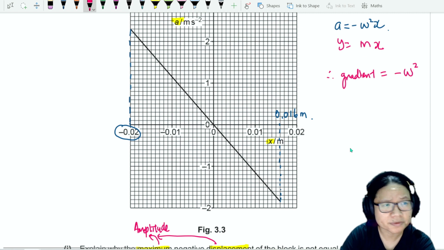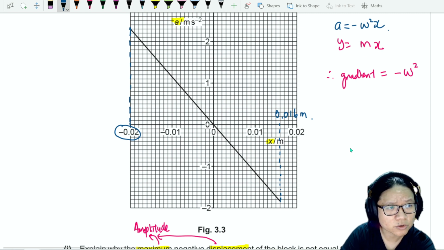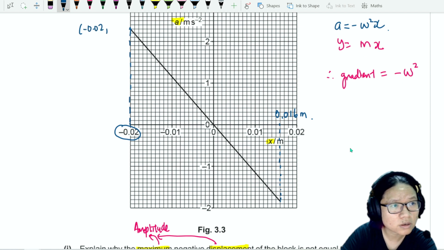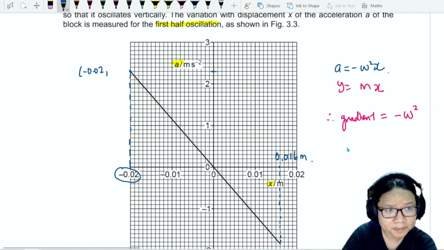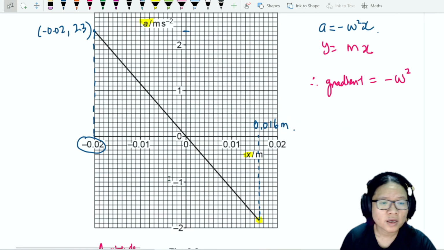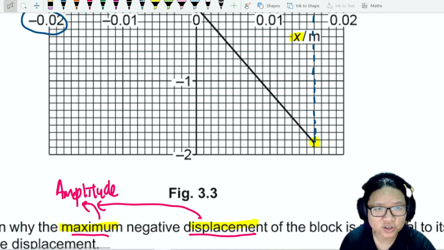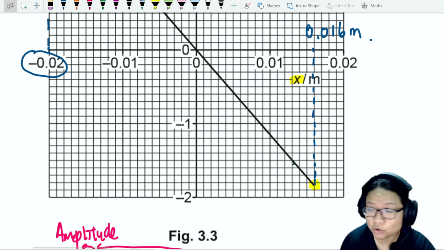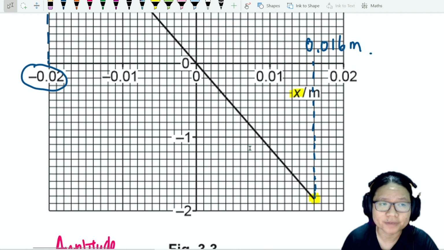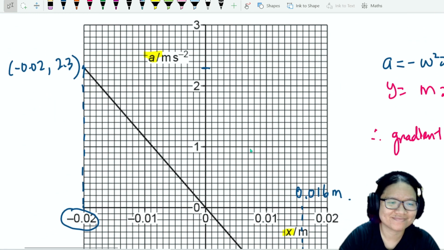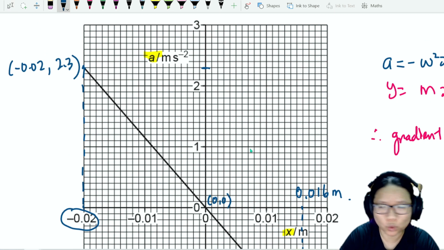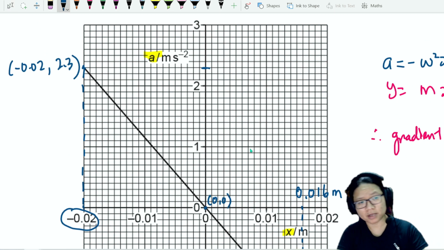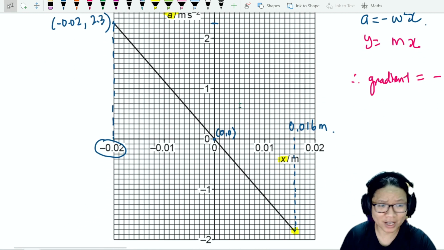I'm going to look for the gradient, and since I already have a few coordinates, I'm just going to use them. The coordinate here is negative 0.02, 2.3. Because this point is neither here nor there, and it's quite hard to read the graph accurately, I have a certain point, which is 0, 0. Proportional, so it must pass through the origin. Don't worry your brain.